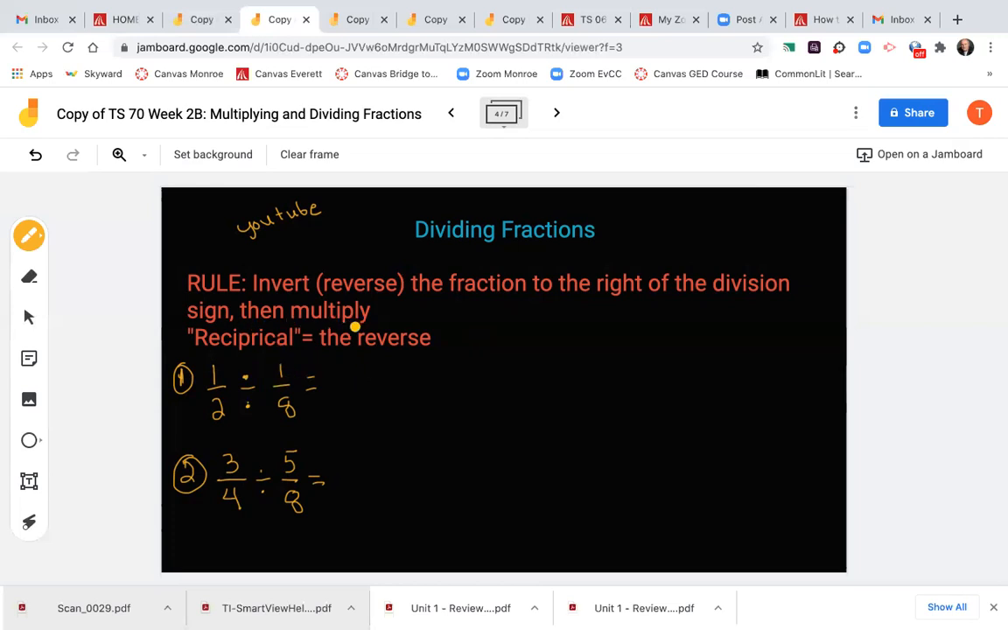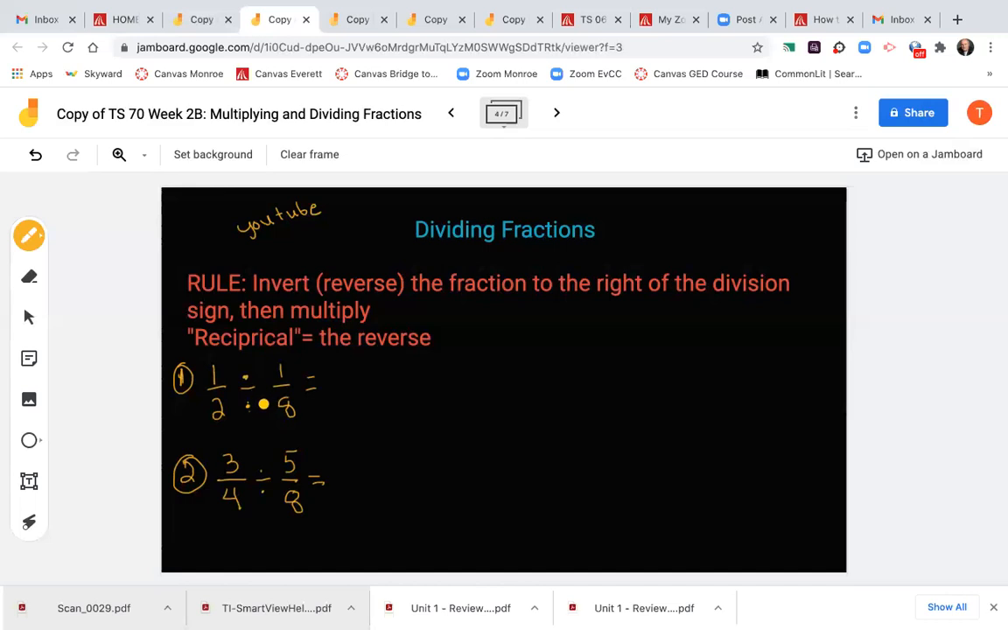All right, so we got a rule here that hopefully you've started copying down: when we divide fractions, we have to invert the fraction to the right of the division sign and then multiply. Or another way to put it, maybe you heard this before, is you have to multiply the first fraction by the reciprocal, which means the reverse of the one on the right, the one you're dividing by. That is the rule: flip the second fraction, the one on the right, upside down and then multiply.